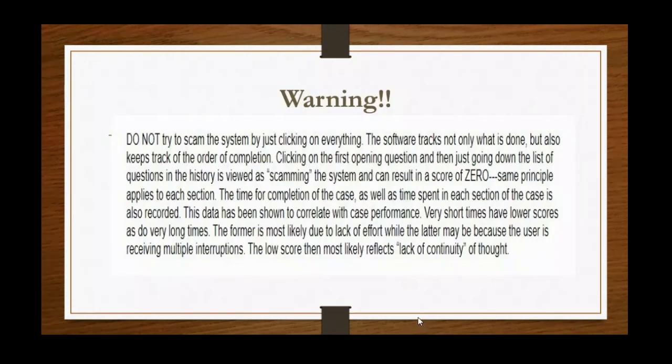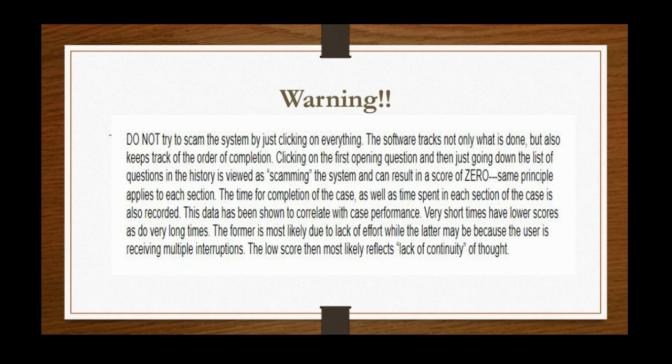Warning: the complete case version of iHuman has a set of warnings that you're supposed to pay attention to, so let's look at them. Do not try to scam the system by just clicking on everything. The software tracks not only what is done but also keeps track of the order of completion. Clicking on the first opening question and then just going down the list of questions in the history is viewed as scamming the system and can result in a score of 0. Note that the same principle applies to each section.